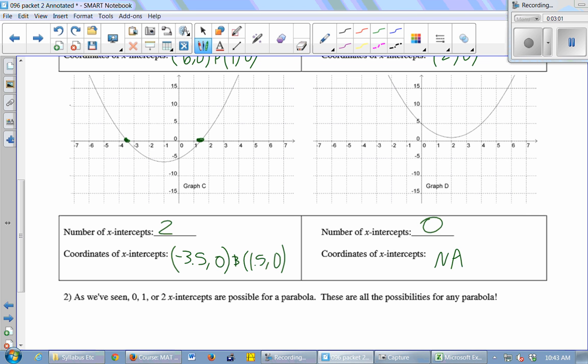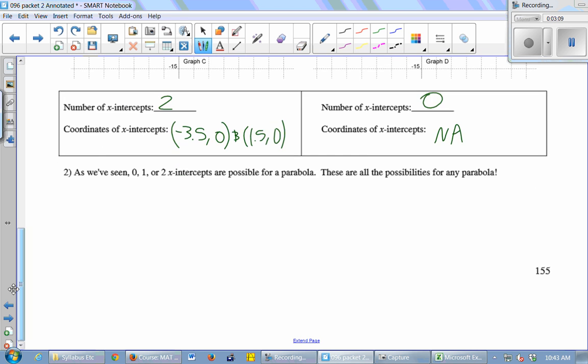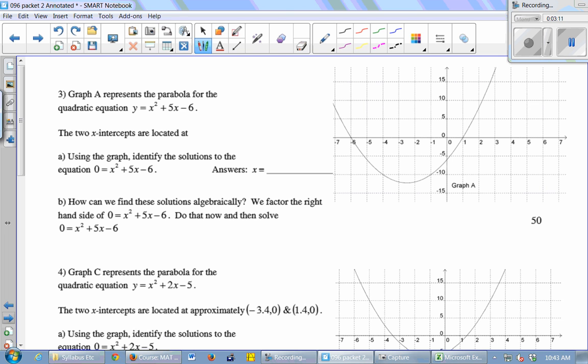All right. So you can have 0, 1, or 2 x-intercepts for a parabola. And those are all the possibilities. 0, 1, or 2 for any parabola. All right. So here I've got graph A. Repeat, I just drew it again here. It represents the parabola for the quadratic equation y equals x squared plus 5x minus 6. The 2 x-intercepts we already determined were at -6, 0 and at 1, 0.